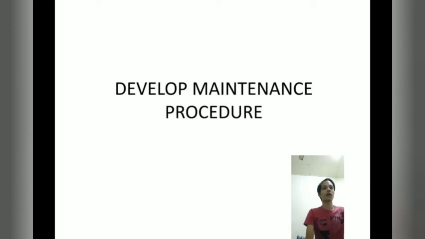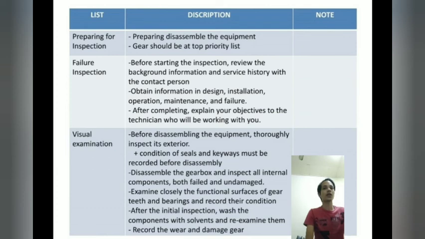Okay, this is for the first one, for the wear and tear of gears. The first step is preparation for inspection. As you can see, the description is preparing to disassemble equipment, and this should be top priority. Second, we check for failure inspection. We obtain enough information about the machine from the operator.